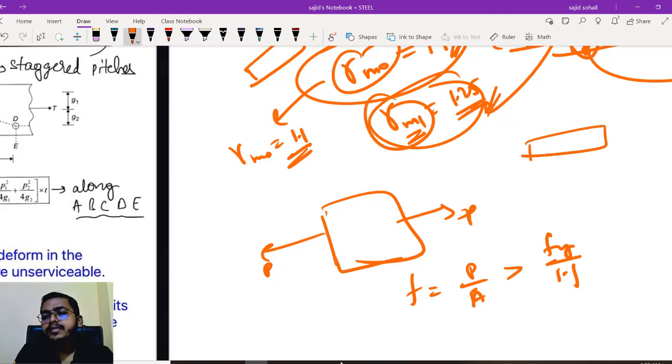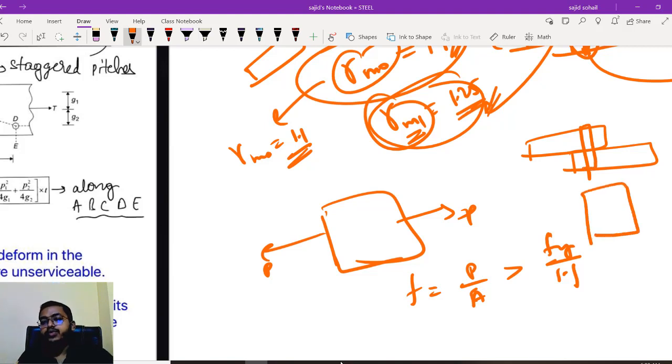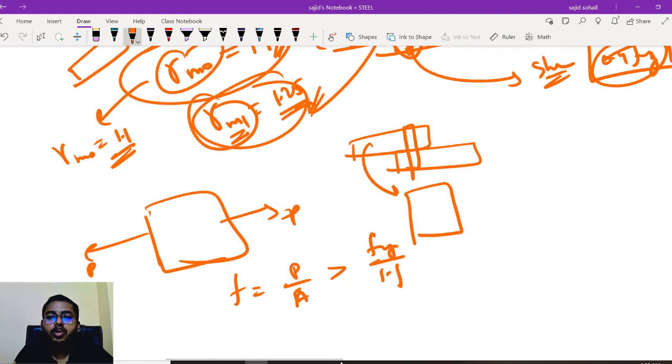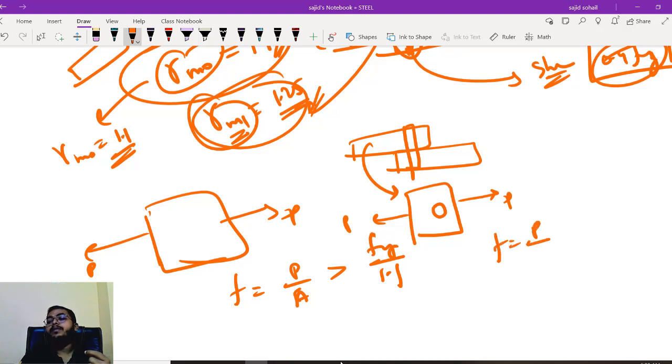To connect these members, let us say I am connecting two steel members which are subjected to tension using a bolt. So now what happened? Let us try to understand. If you are seeing the top member, obviously there is a hole now. So what is happening now? The stress induced is increasing or decreasing? Obviously stress induced is increasing. How? Let us try to understand. F is P by A.